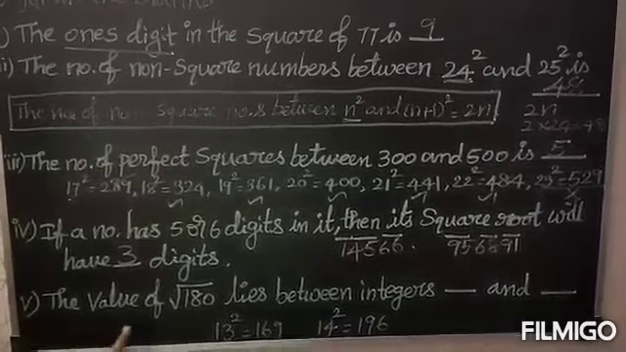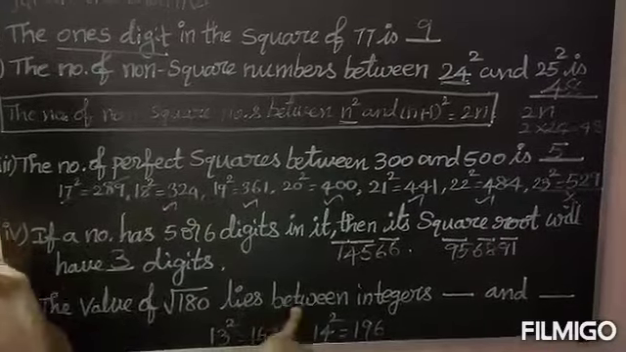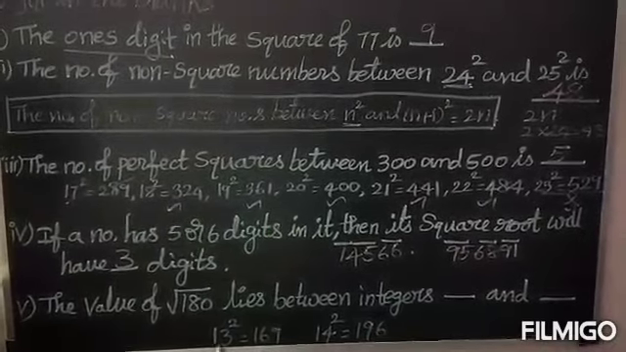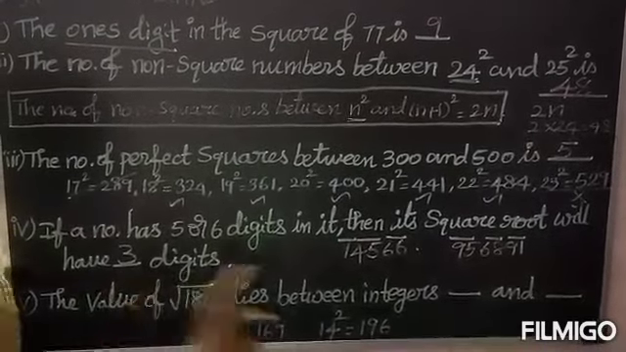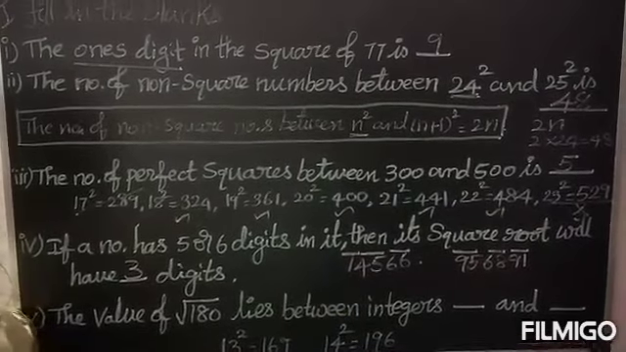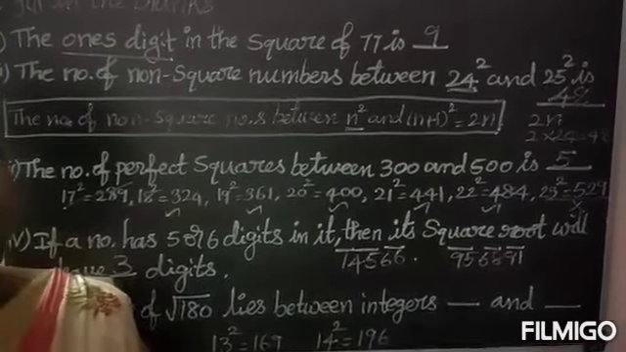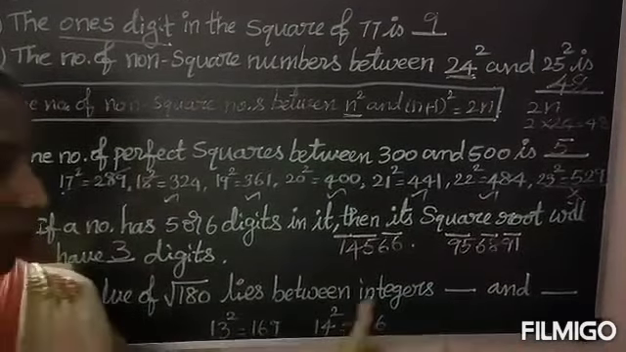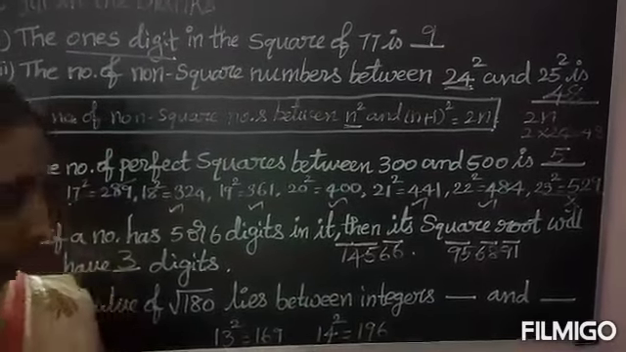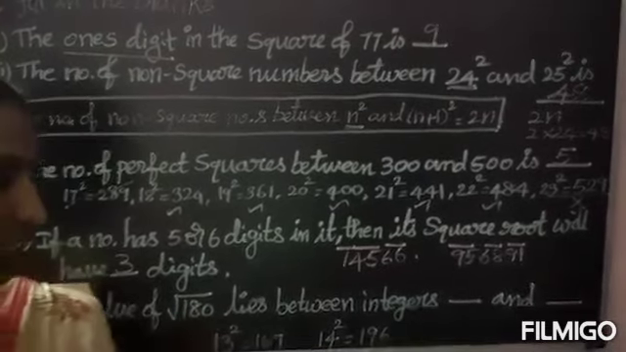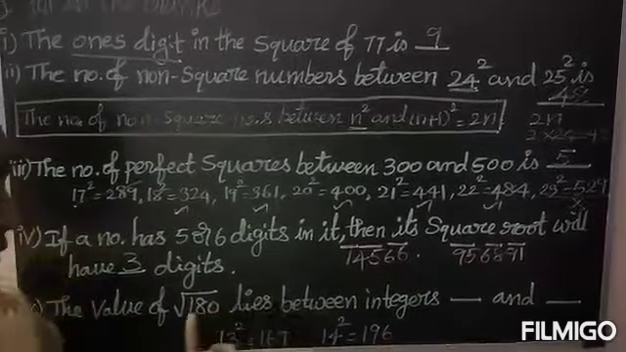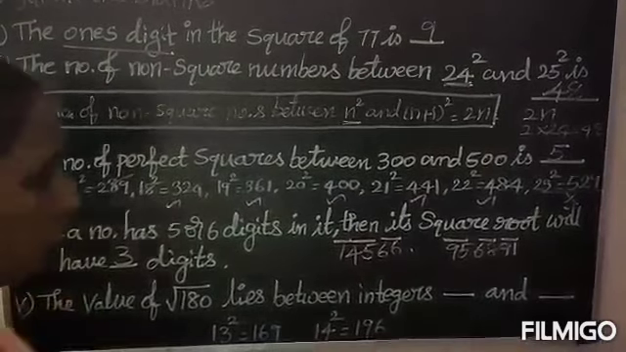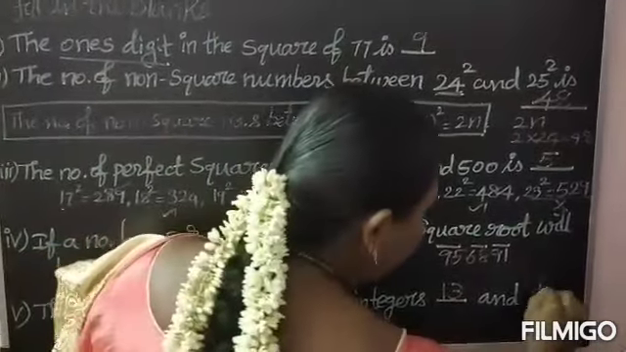Next, fifth one. The value of square root of 180 lies between the integers dash and dash. Square root of 180 they ask. So what is the 13 square? We have to see nearest perfect squares. 13 square will get 169. 14 square you will get 196. So square root of 169 you will get 13. Square root of 196 you will get 14. So here 180 lies between 169 and 196. So square root of 180 lies between 13 and 14. So the answer is 13 and 14.